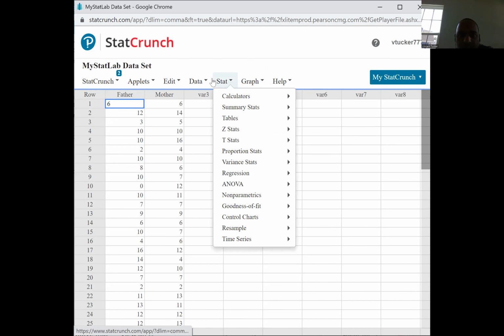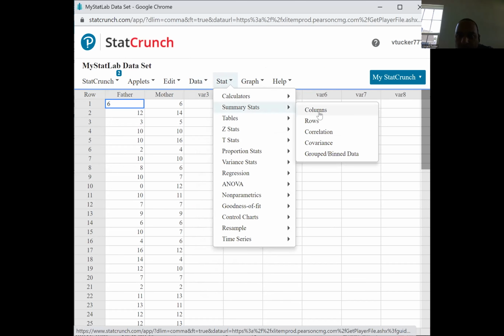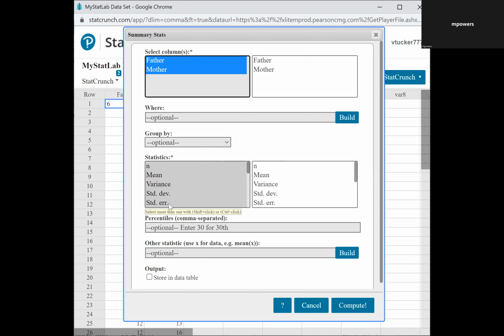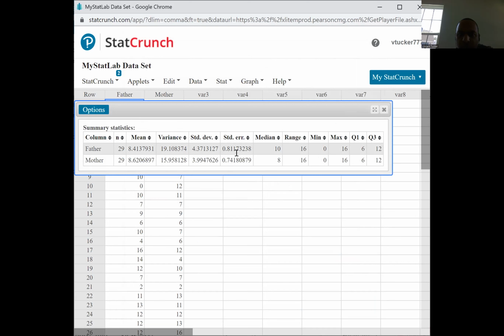Okay, so if you go to stats, there's summary stats. You can do correlation right here too. That was section 4.1 or 4.2. For columns, if you highlight both, you see right here it says mean, variance, standard deviation. There it goes. It even gives you your quartiles: Q1, Q3, range, median. Student: Wow. Okay. All right.